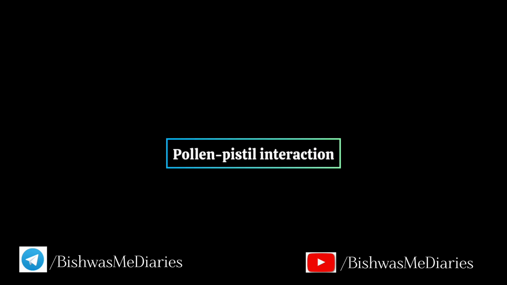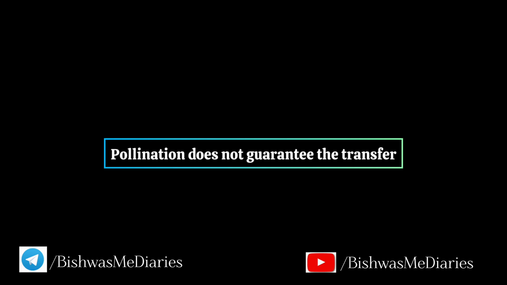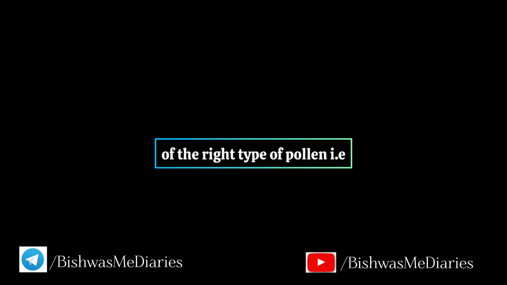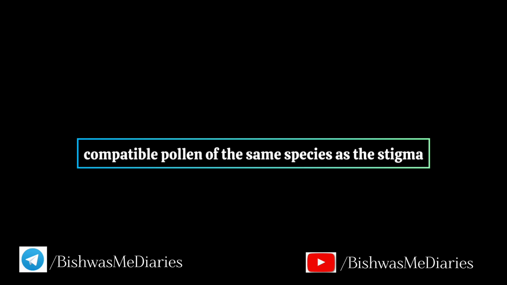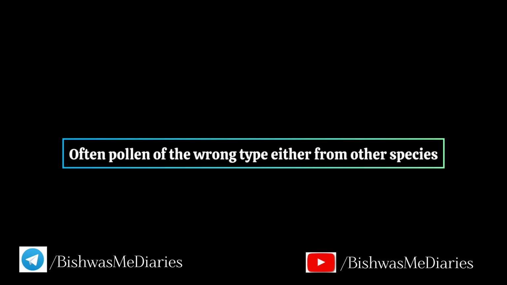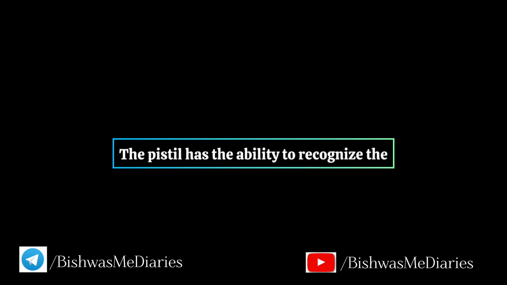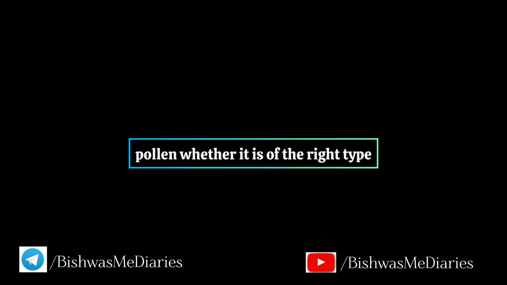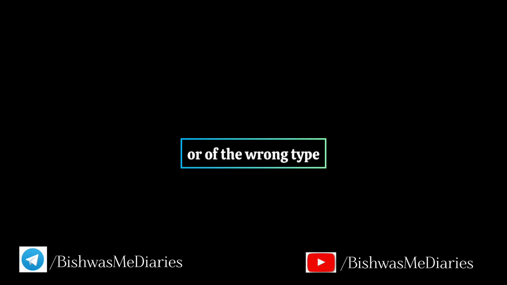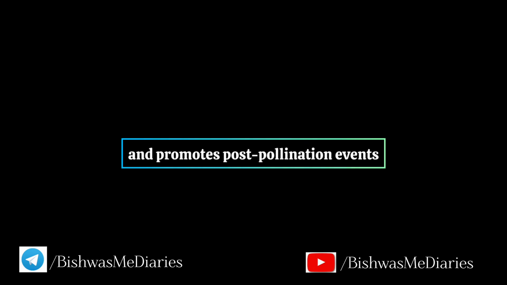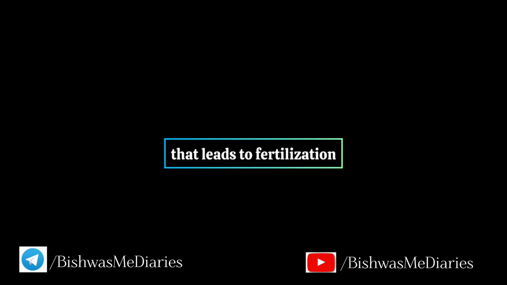Pollen-pistil interaction. Pollination does not guarantee the transfer of the right type of pollen, that is, compatible pollen of the same species as the stigma. Often, pollen of the wrong type, either from other species or from the same plant, that is, if it is self-incompatible, also land on the stigma. The pistil has the ability to recognize the pollen, whether it is of the right type or of the wrong type. If it is the right type, the pistil accepts the pollen and promotes post-pollination events that lead to fertilization.